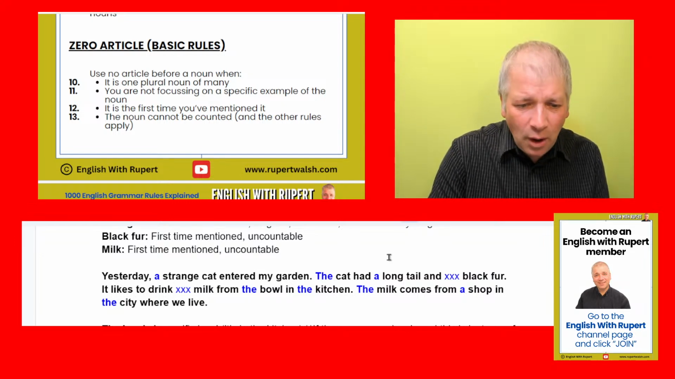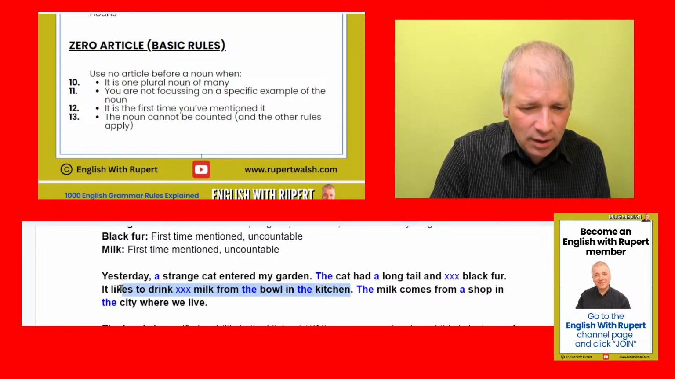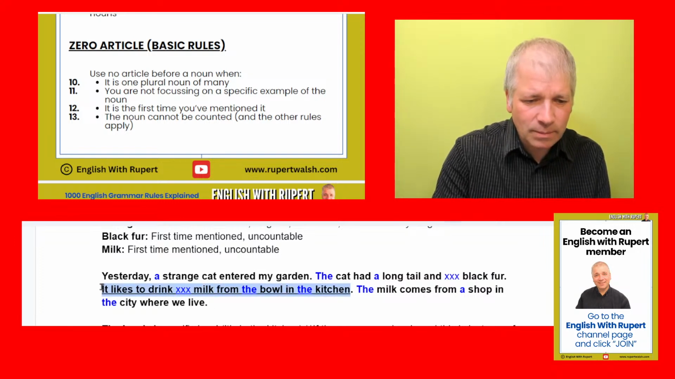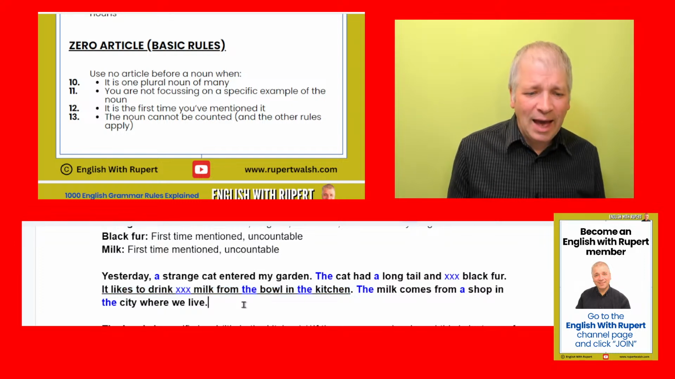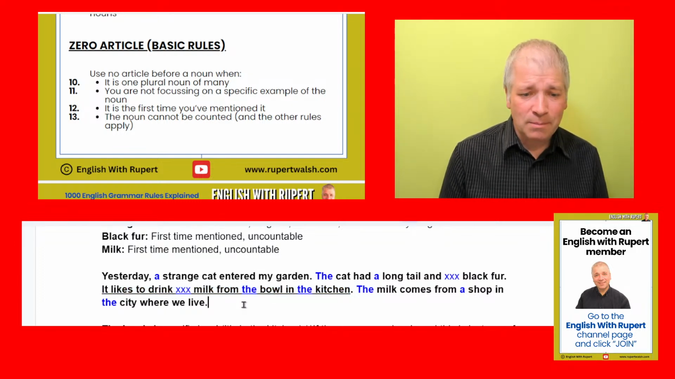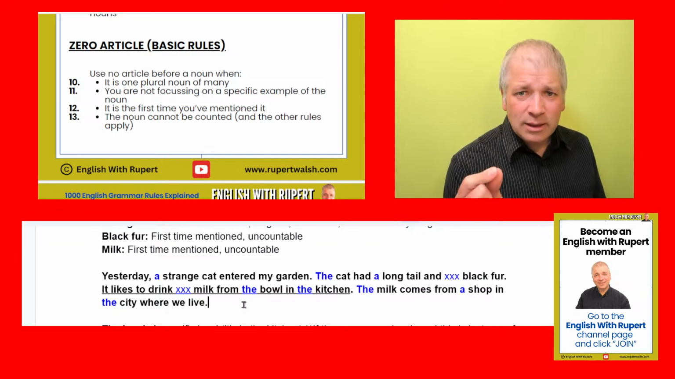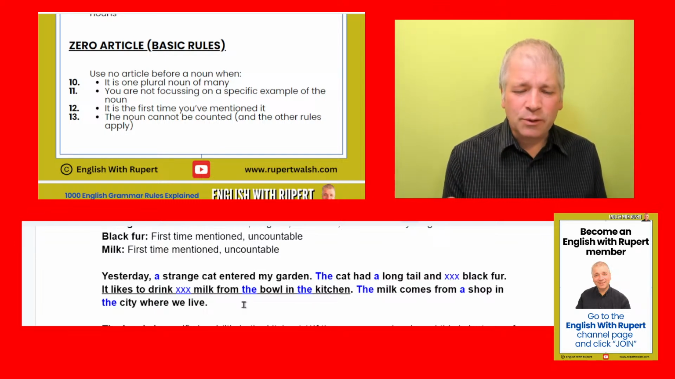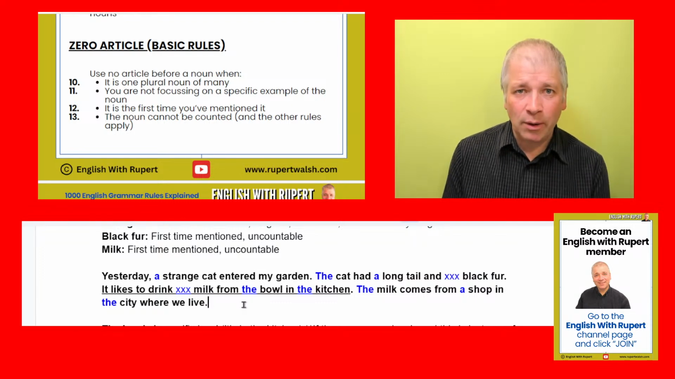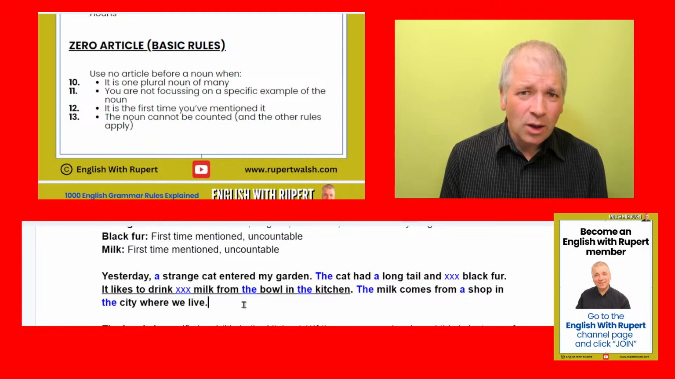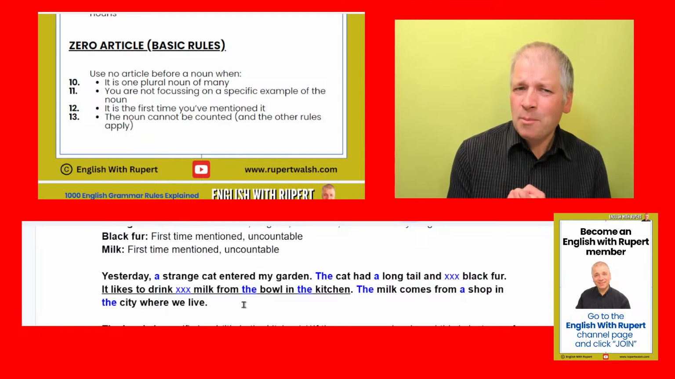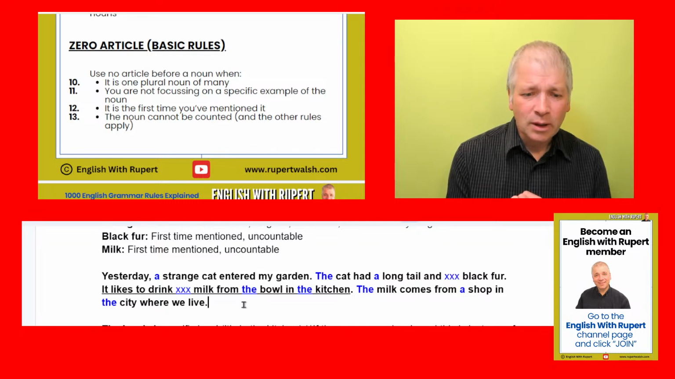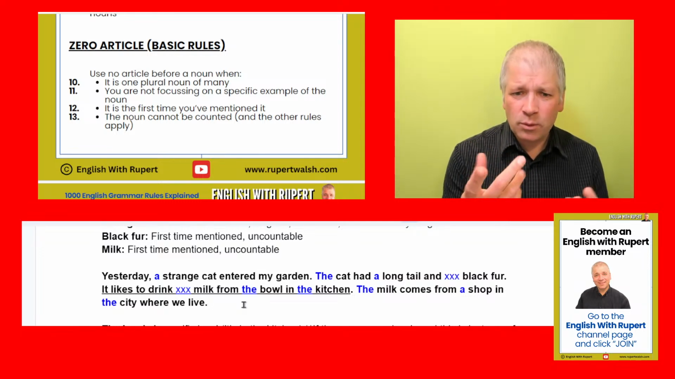I'm going to first of all highlight this sentence. I'll underline everything. So it refers to the cat. So the cat likes to drink milk from the bowl in the kitchen. So milk is a liquid, uncountable. It's the first time we've mentioned it, so zero article. But look at the next one, the bowl. Why is it the bowl here? It's the first time I've mentioned the bowl, and there's only one of them. So why the?